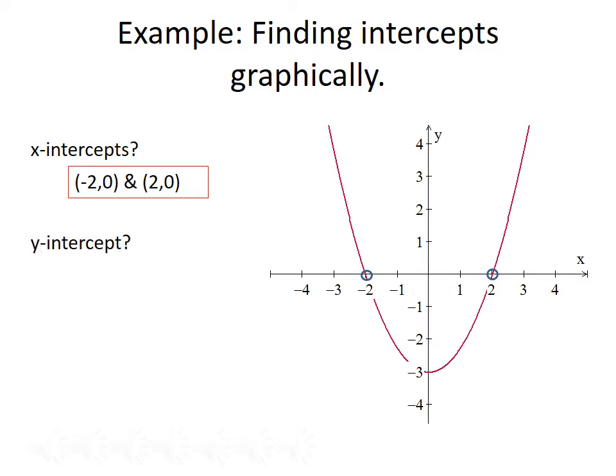Now let's find the y-intercept. Where does the graph intersect the y-axis? It appears to intercept the y-axis when y is equal to negative 3. So our y-intercept will be the point (0, -3).